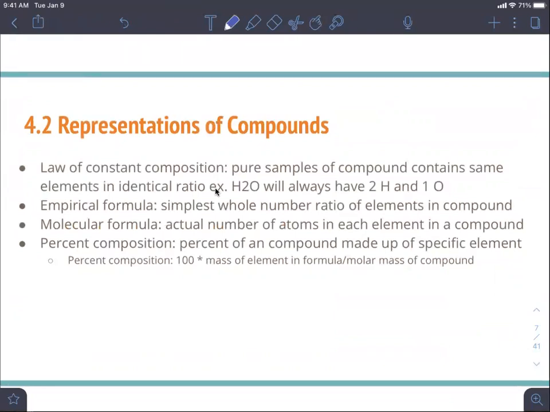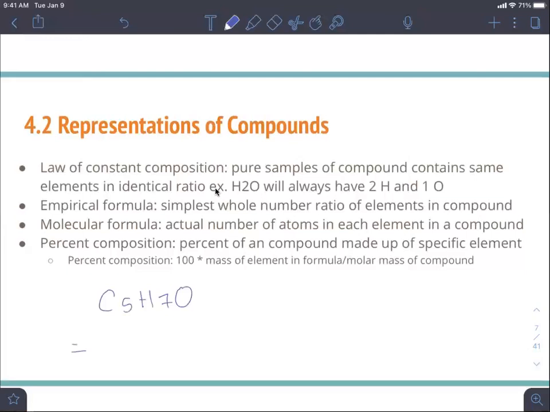An empirical formula is the simplest whole number ratio. An empirical formula doesn't actually give the number of atoms that are actually in the compound. It just gives the ratio of atoms. And a molecular formula actually gives the actual number of atoms of each element in the compound. So the empirical formula could be something like C5H7O, but that would not be the real formula of the compound.